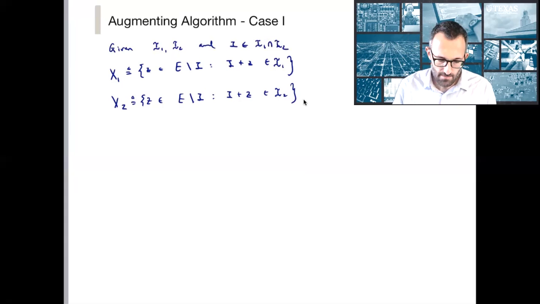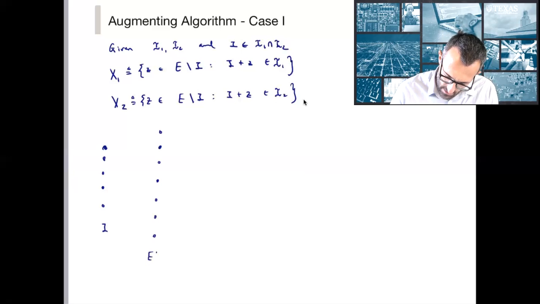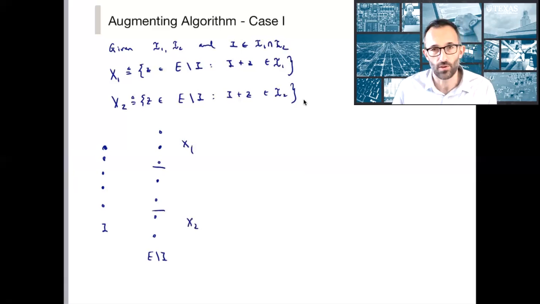So what is our picture? Here again, here is I, and here I have everything that is not in I, but now I have some differentiation. Some things are in x1, and some things are in x2, and some things are in neither. These two points in the middle are in neither. If you add those to I, you are not independent. You're not in I1 or I2. And then there's a bunch of edges here. I look at this directed graph. So we have a bunch of edges.